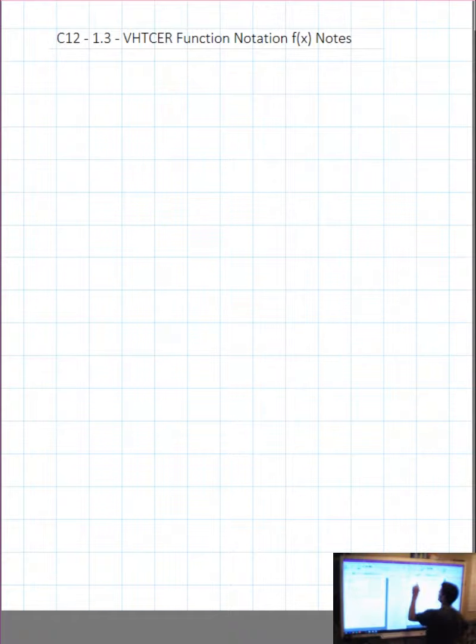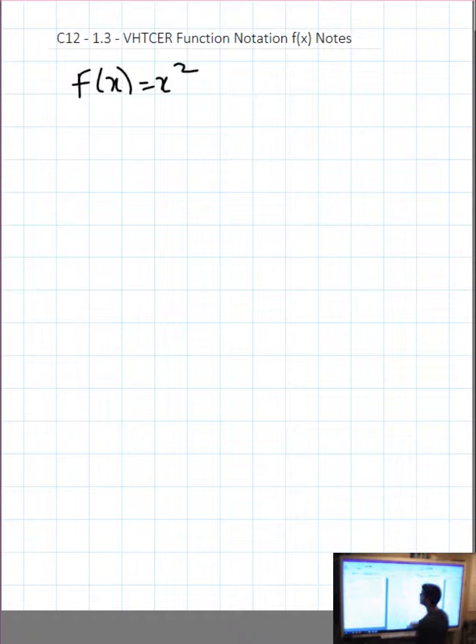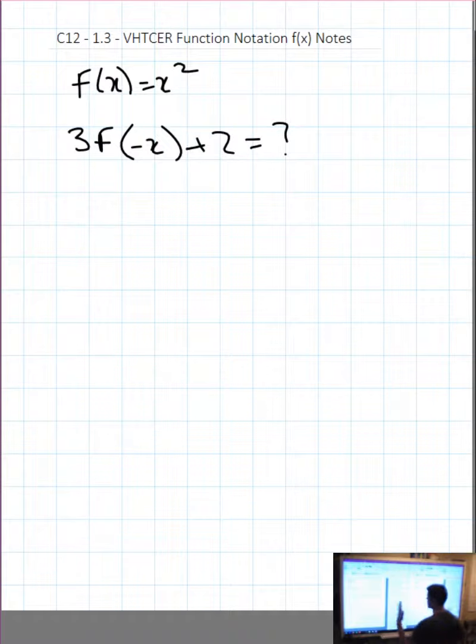Okay, so let's take f of x is equal to x squared. And let's say we want to do 3f of -x plus 2. I don't know what that equals. Call it g of x, call it whatever you want. But I'm going to start by saying f of x equals x squared.